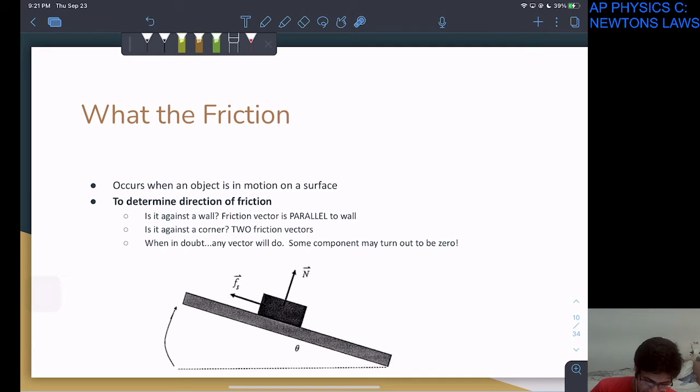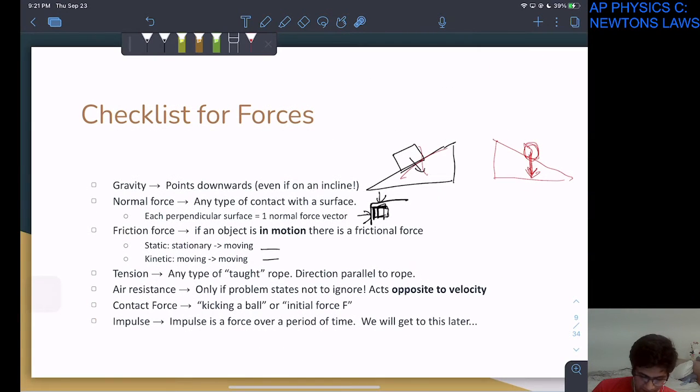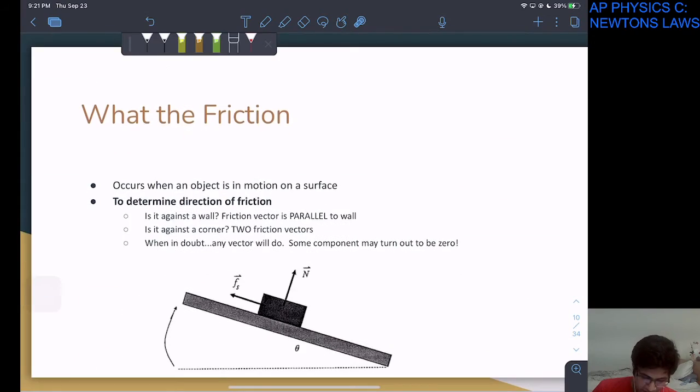If an object is against a wall, the friction vector is parallel to the wall. If it's against a corner, like we saw in this diagram with normal force, there'll be two frictional forces depending on how the object is moving. In general, the frictional force will go opposite to the direction of motion. So here, the object is moving this way, so the frictional force is going to go this way.